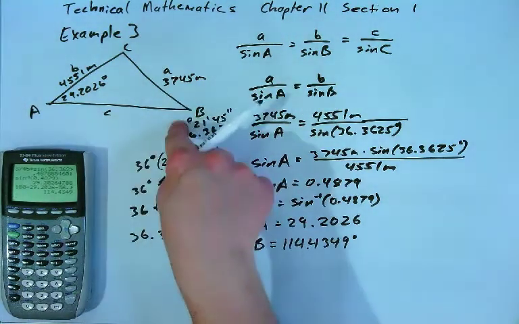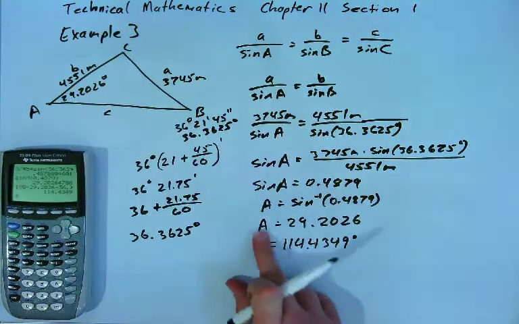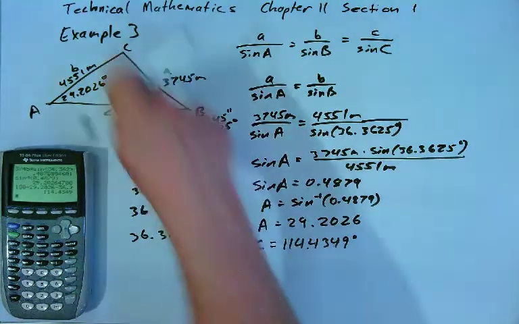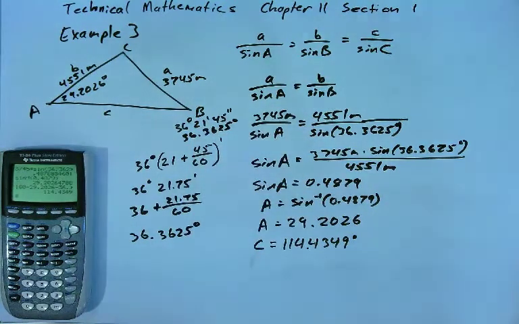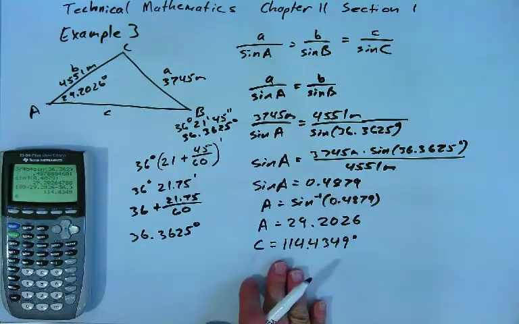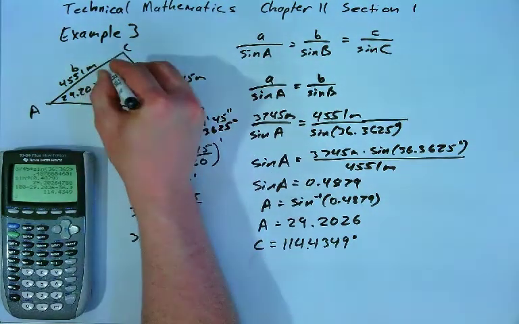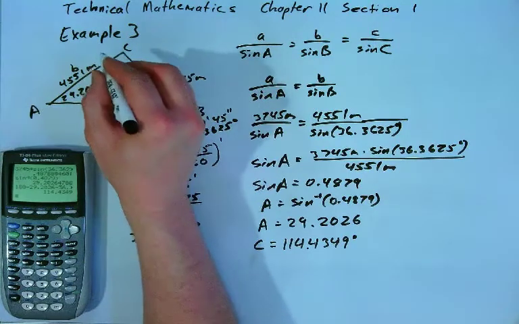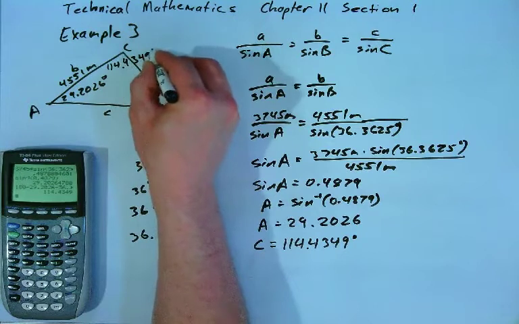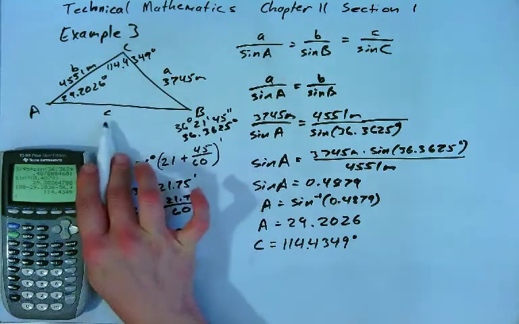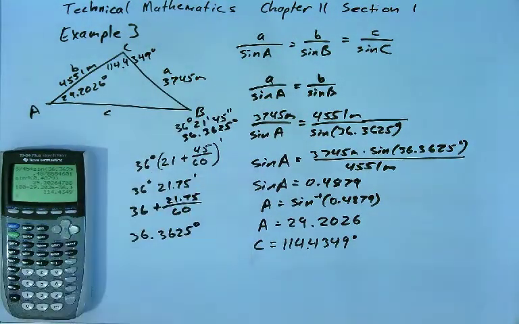And we get 114.4349 degrees. I'm sorry, not angle A, angle B. No, I'm sorry, how about angle C? Angle C will be 180 minus 29.2026 minus 36.3625. So we found angle C. That's 114.4349 degrees.